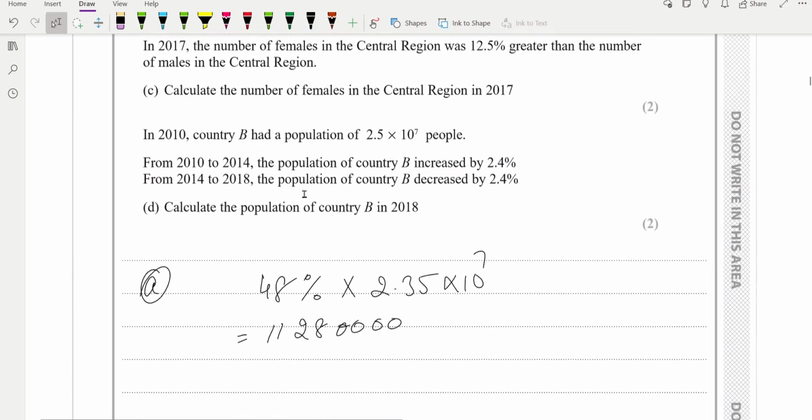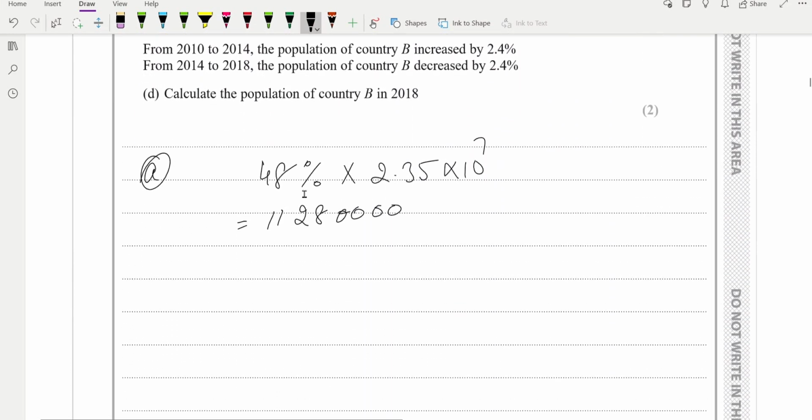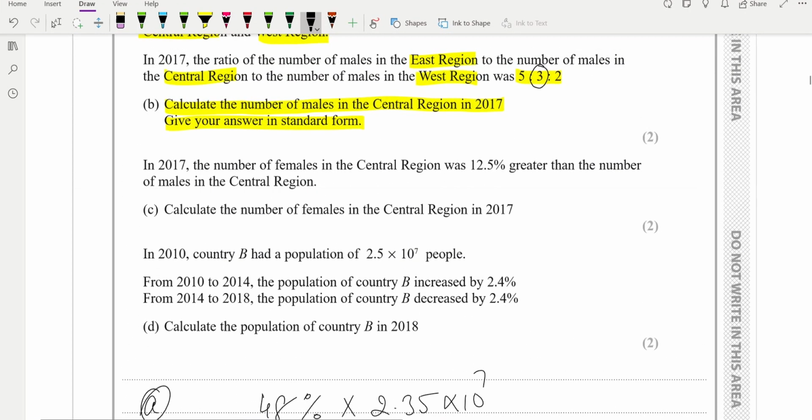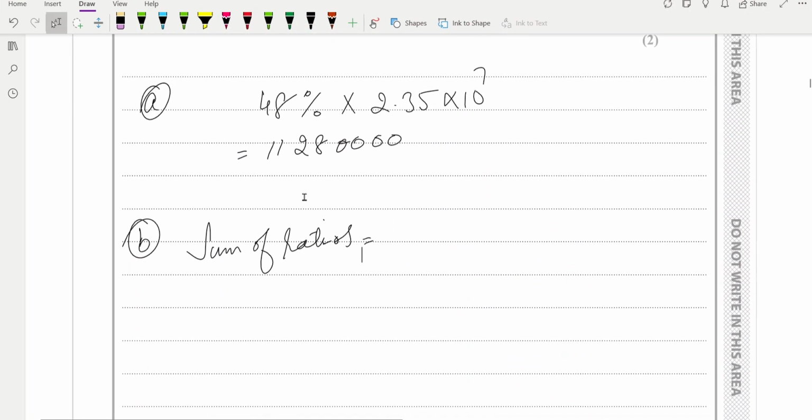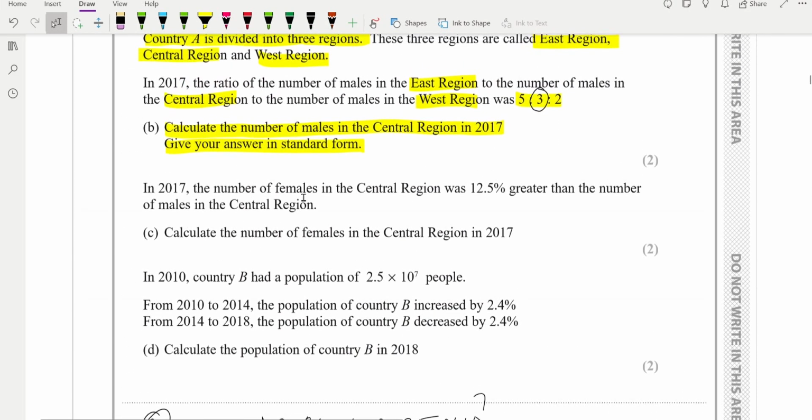So for the B part answer, we will first write the sum of ratios. The sum of ratios is 5 plus 3 plus 2, which is equal to 10. So the sum of ratios is 10, and we have to find the ratio for the central region, which is 3.